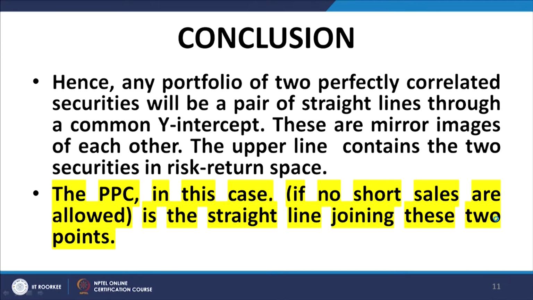If no short sales are allowed, then what happens? Then the portfolio possibilities curve is restricted to the line segment AB joining the points representing the two securities A and B in risk return space.